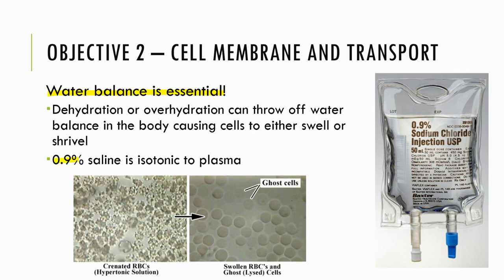And so this is why, like in the hospital, if you get a saline solution or an IV bag, what they're giving you is 0.9% saline, because that's what our plasma is. And that's what we want to put into our blood vessels, because if not, our cells would be shriveling or swelling, and neither one of those is going to be a good thing. So water balance is crucial.